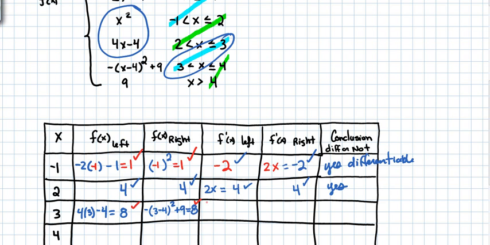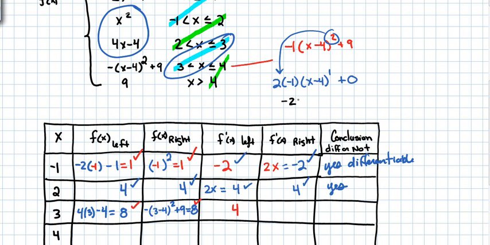The derivative of 4x minus 4 is 4. I'm going to do the derivative of this next one up here. We're taking the derivative of negative 1 times (x minus 4) squared plus 9. When we do that, we bring the 2 down, and we have 2 times negative 1 times (x minus 4) to the first power plus 0, because the derivative of a constant 9 is 0. If we simplify this a little bit, we have negative 2 times (x minus 4).